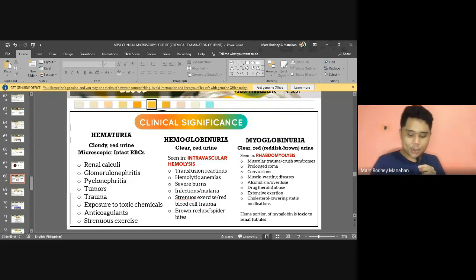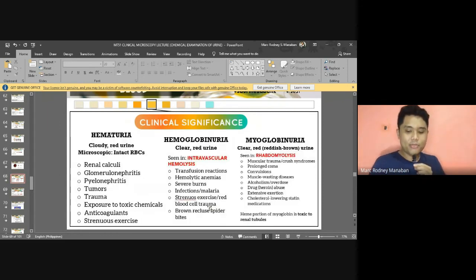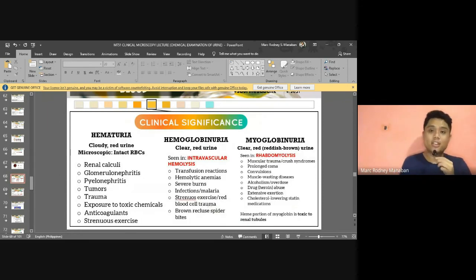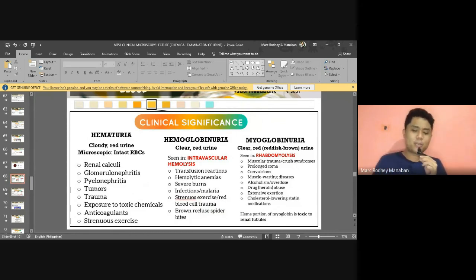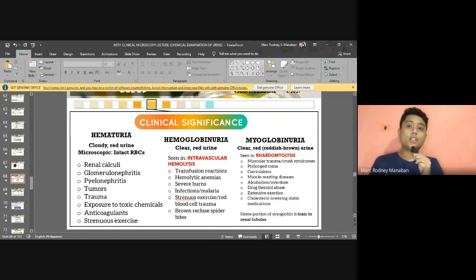Alright? Okay, ayan. Now, we go now to the differentiation of hemoglobin versus myoglobin. Because take note, both of them, they exhibit clear red urine. Ay mukhang myoglobin lang medyo pwedeng ma-reddish-brown. Even pwede po pink na siya. Pero as you can see, medyo same ragid silang duha. Alright? So how do we differentiate?